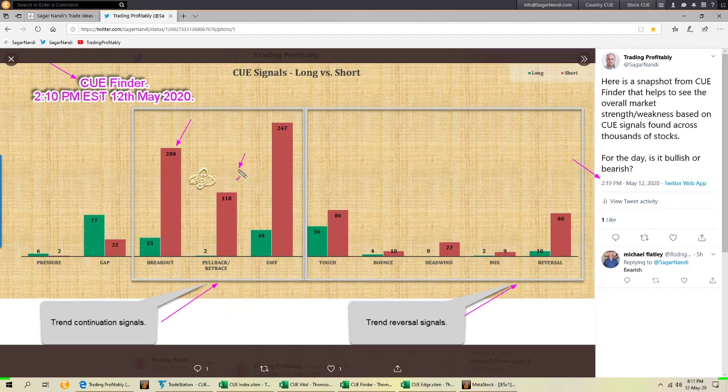I saw that all the trend continuation signals bearish side was much more pronounced, and trend reversal signals bearish side, the red bars, were also much more pronounced than the bullish sides. Bullish sides should be the green bars. This is another way of looking at the market through the trade signals that are coming from a large number of stocks, and that was also bearish today.